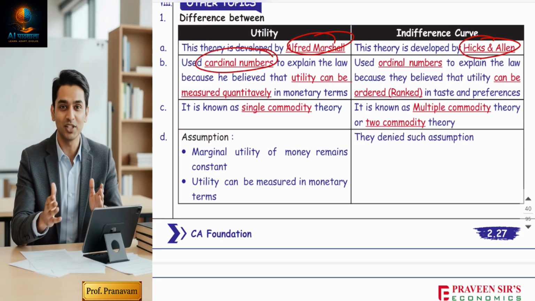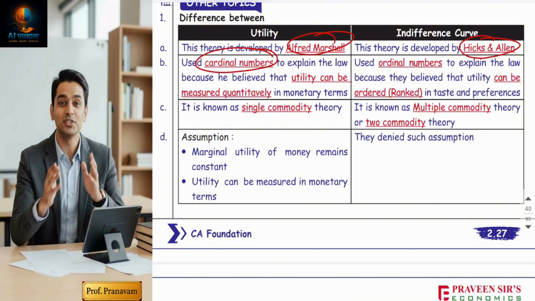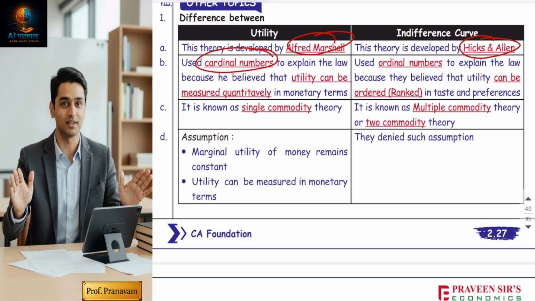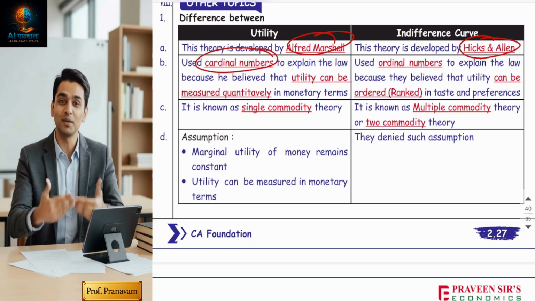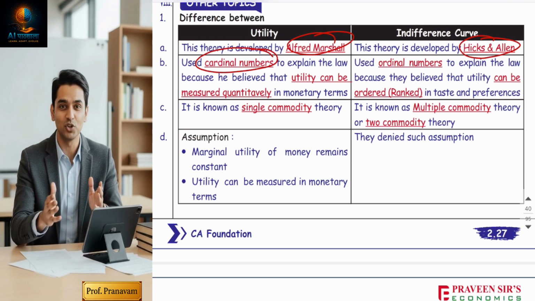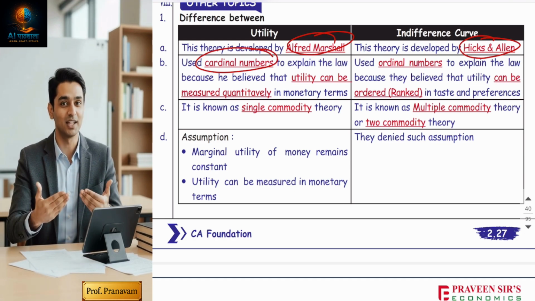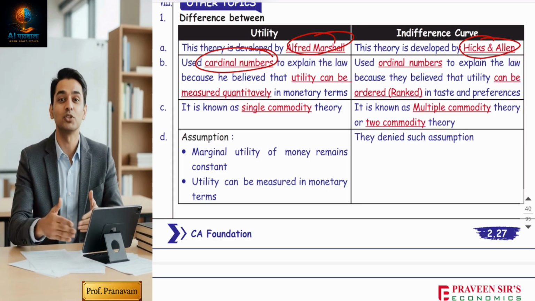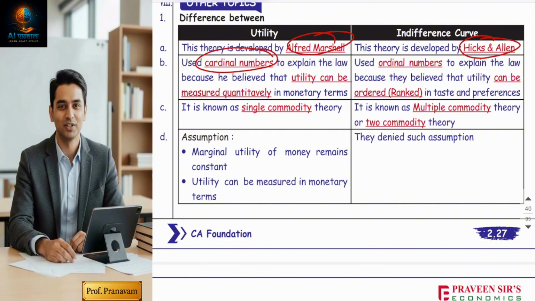Right, it means your satisfaction has been converted into monetary form, and your satisfaction level has been measured in some numbers which can be added and deducted. But in the indifference curve, Hicks and Allen have criticized utility theory. They say people cannot convert satisfaction level into numbers, but they can give their demand preferences. They can give the rankings.